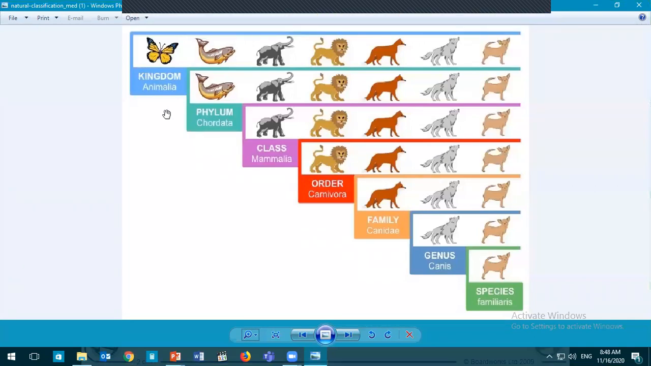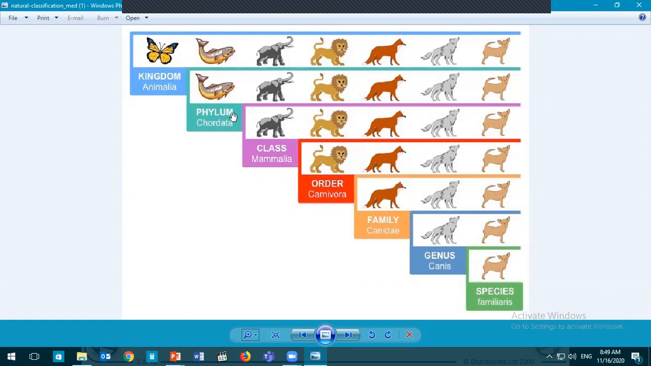So again, we'll continue chapter 2, lesson 1, talking about classification. Okay, so we have different groups, as you can see, guys. We have kingdom, which is the major group or the largest group. Kingdom Animalia, or animals. It includes all the animals. So if I want to classify those animals into smaller groups, it will be a lot easier to study them or study their features.